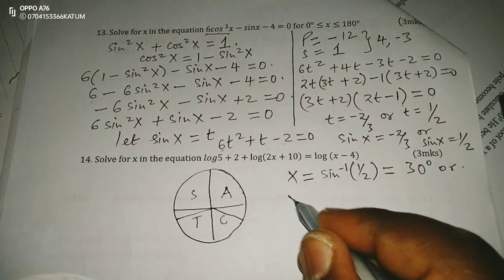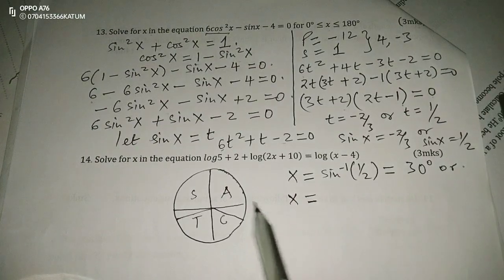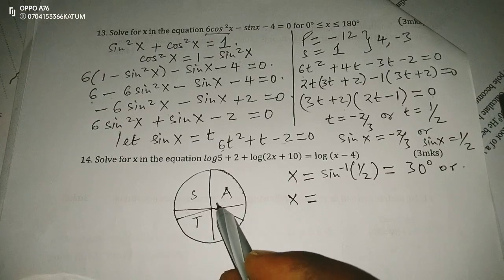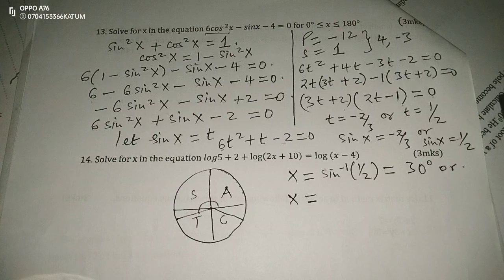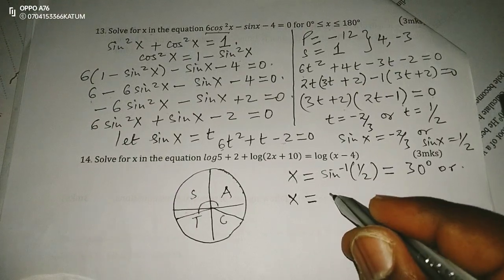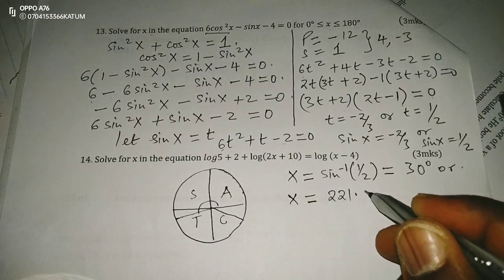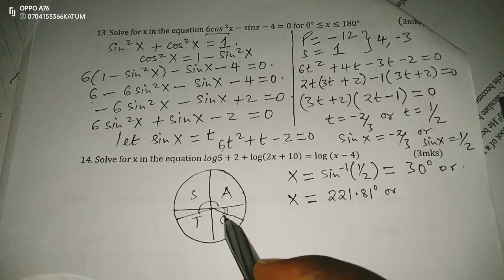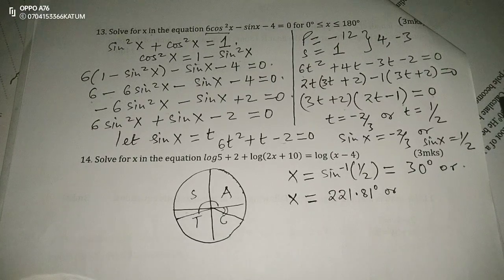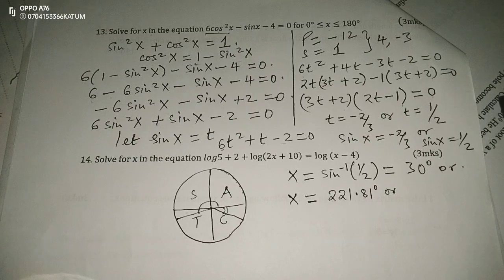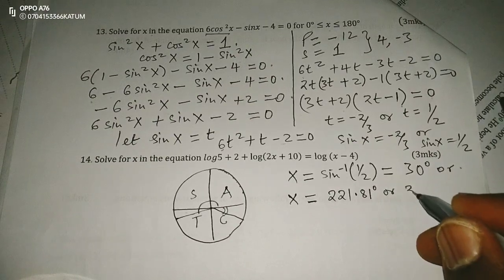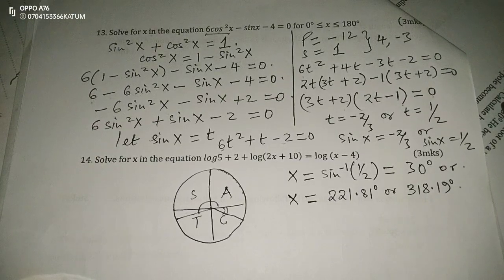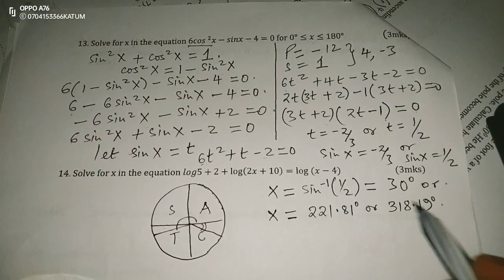Therefore, the other values of x are going to be: 41.81 in the third quadrant is going to be 180 plus 41.81, so it is going to be 221.81, or the same acute angle of 41.81 in this quadrant, whereby it will be 360 minus 41.81. This is going to be 318.19 degrees.